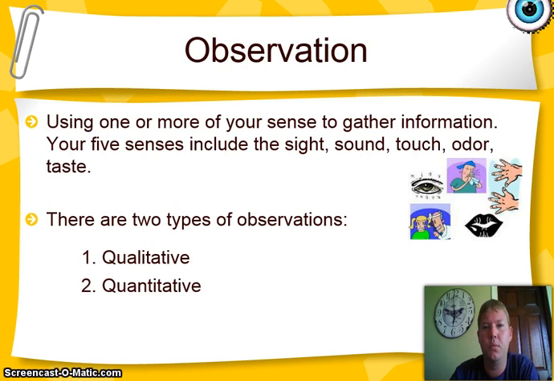Now, we're going to be talking about observations. And for a second there, you just saw my eyes. Well, observation is using one or more of your senses to gather information. And you use your five senses to do so. This includes your sense of sight, sound, touch, odor, and taste. Now, there's two types of observations that we're going to talk about today: qualitative and quantitative.